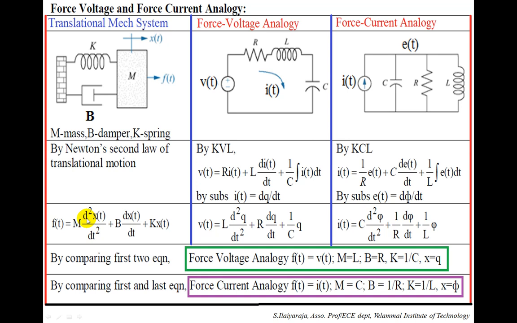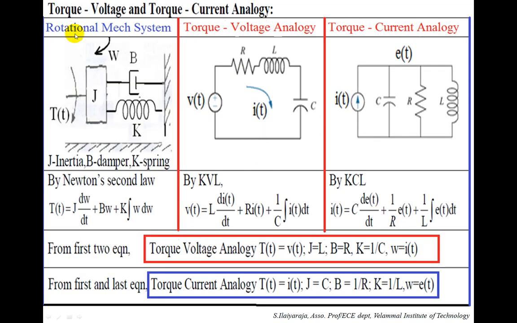Now compare the first equation and this current equation, and you will get the force-current analogy parameters. The force is equal to current, mass equal to capacitance, damper equal to 1 by resistance, spring equal to 1 by inductance, and displacement equal to flux. So remember these two boxes, which show the force-voltage analogy and force-current analogy used in solving problems. By using these parameters, you can model any translational mechanical system into its equivalent electrical circuit. Then the next one is the rotational mechanical system.